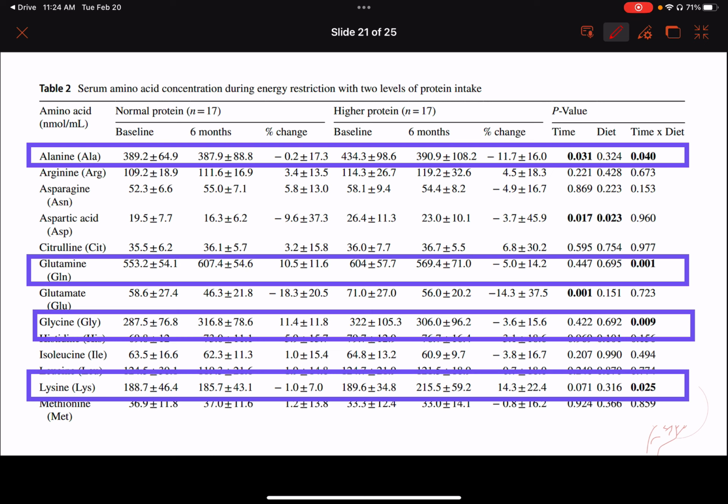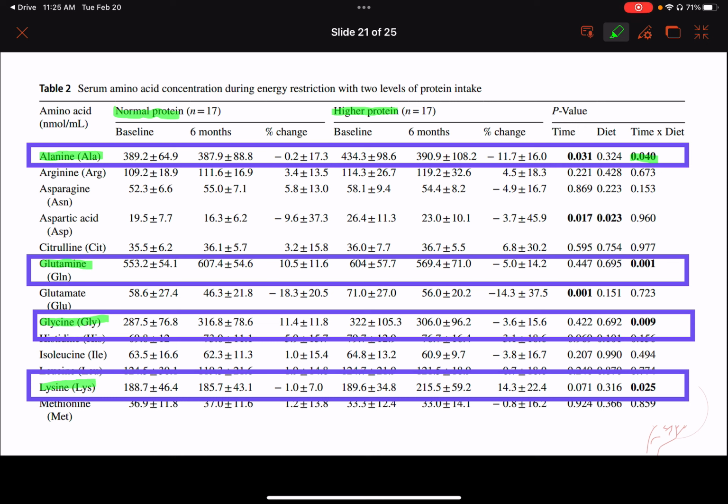If we look at the serum amino acid concentrations, again, same manipulation, normal protein versus higher protein, we see that some specific amino acids are different. And the one I really want to draw your attention to here is alanine. Alanine was different by time and diet. We also saw differences in glutamine, glycine, and lysine.